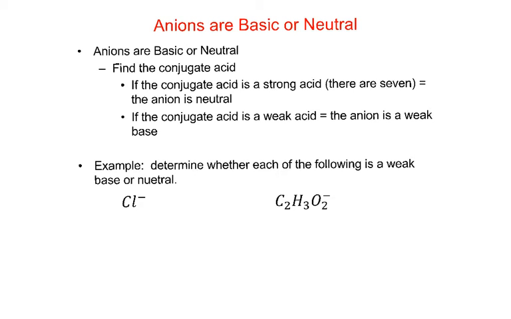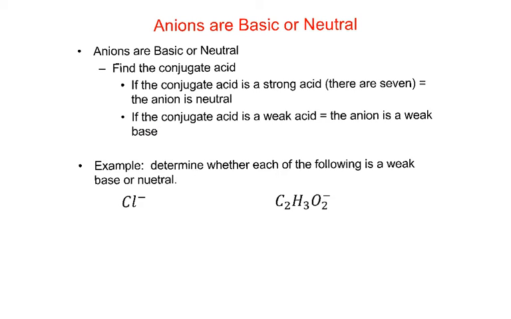So the anion component of an ionic compound is potentially going to be basic, or it's going to be so weak that it's in fact neutral. To figure out whether an anion is going to be basic or neutral, I need to find the conjugate acid. If the conjugate acid is a strong acid, and this is again where you need to know the 7 strong acids, then the anion is going to be neutral. The acid was so strong that its conjugate base is neutral. But if we find that the conjugate acid is a weak acid, then the anion is going to be a weak base. So I've got 2 examples here.